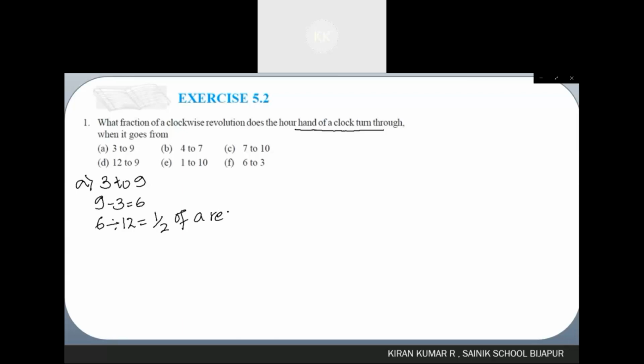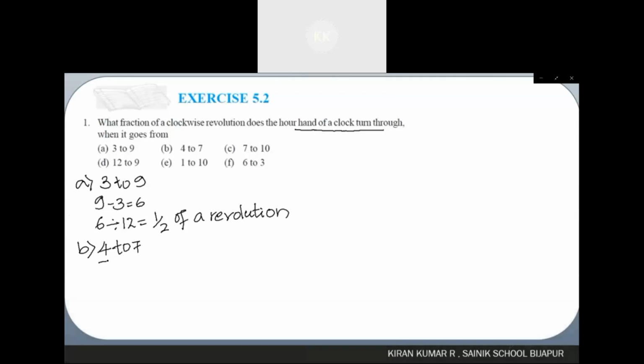The first question here is, what fraction of a clockwise revolution does the hour hand of a clock turn through when it goes from... There are 6 sub questions in that. In the first one, we have 3 to 9. It means 9 minus 3, which is equal to 6. I need to divide this 6 by 12 because there are totally 12 hours. I'll get 1 by 2. So 1 by 2 of a revolution is made by our hand.